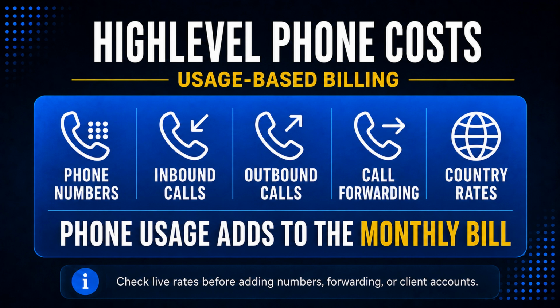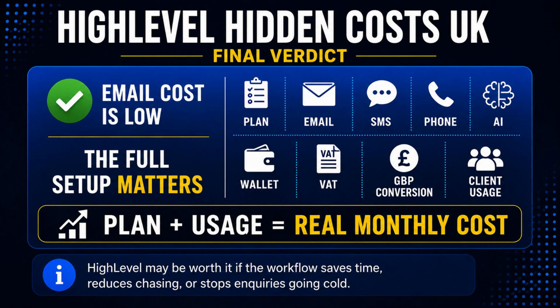The HighLevel wallet is the part of billing that can feel confusing if you have not seen it before. Usage-based services such as phone, email, AI, WhatsApp, and similar add-ons can be deducted from a wallet or usage balance. If that balance drops below a set level, your card may be charged to top it back up. This is not automatically bad. Usage billing can be fair because you pay for what you use. But it becomes a problem when you activate services without understanding what triggers a charge. Before you scale, check your wallet settings, recharge amount, minimum balance, and billing history.